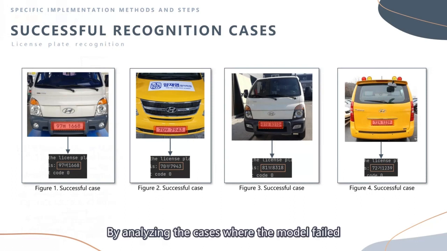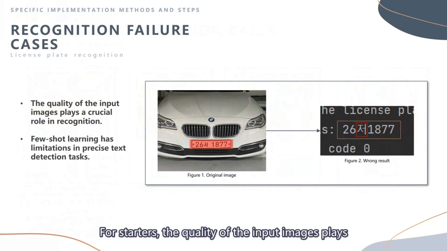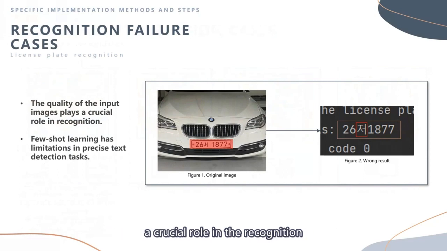By analyzing the cases where the model failed, we were able to draw a few conclusions. For starters, the quality of the input images plays a crucial role in the recognition. Since the process of license plate recognition is heavily influenced by external factors, recognition errors can occur if the input image is not clear enough.